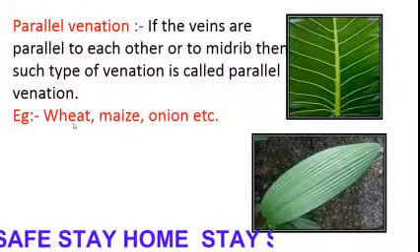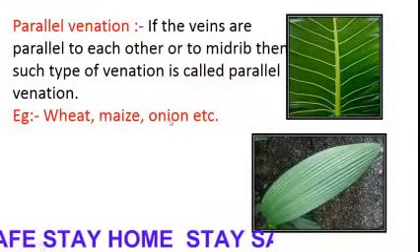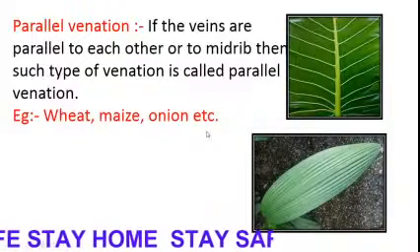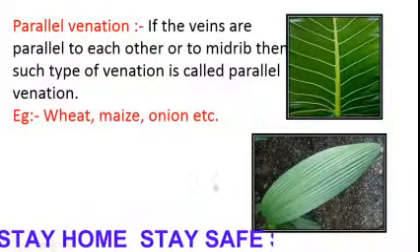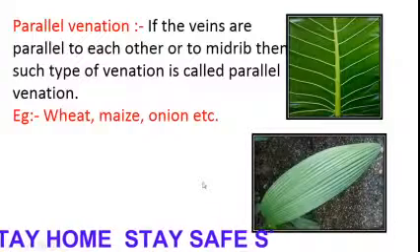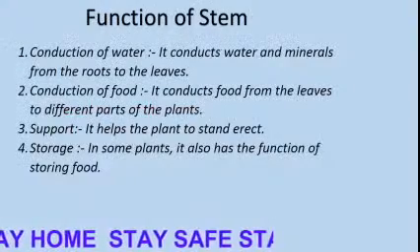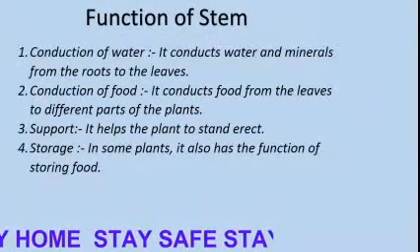For example, wheat, maize, onion, etc. You can see the example of grass, any grass. They have parallel venation. Is that clear, dear students? This was the information about parallel venation.